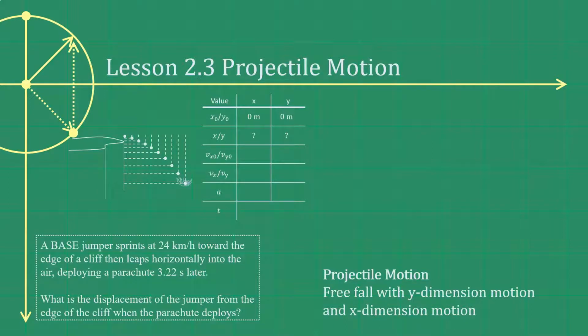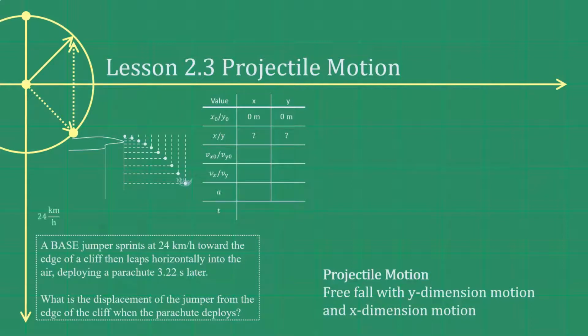Now, do I know the original x velocity of our base jumper? Yes, I do, 24 kilometers per hour, but I also know that I'm given a time in seconds, 3.22 seconds, and I know gravity in meters per second squared, not kilometers per hour. So I need to change kilometers and hours to meters and seconds before I use this value. Let's go ahead and do that unit conversion.